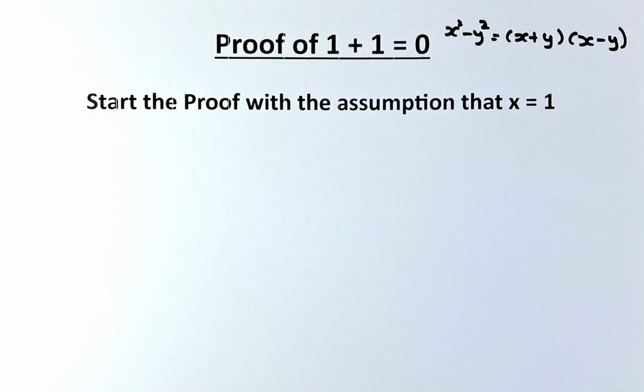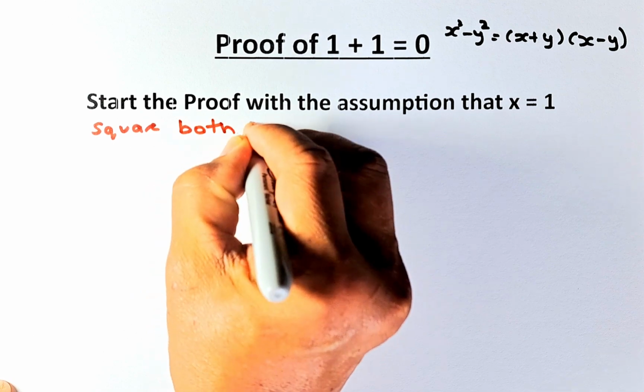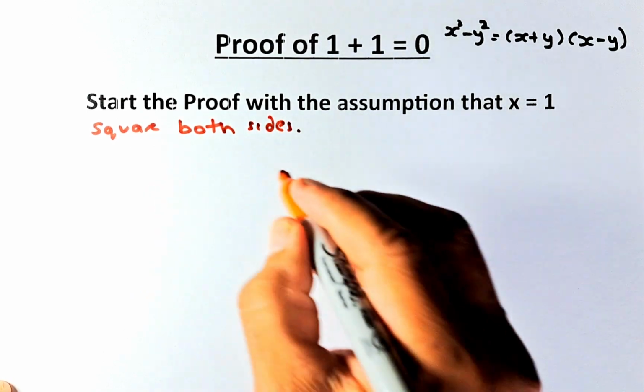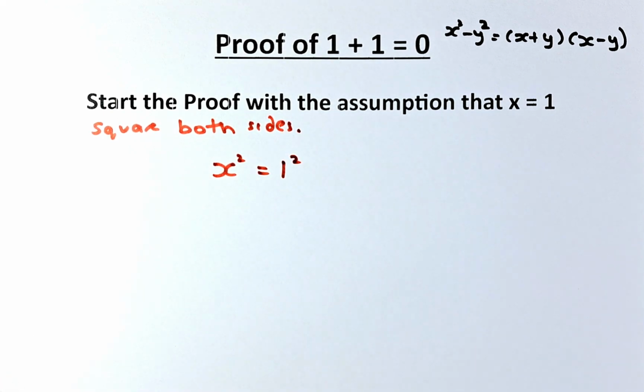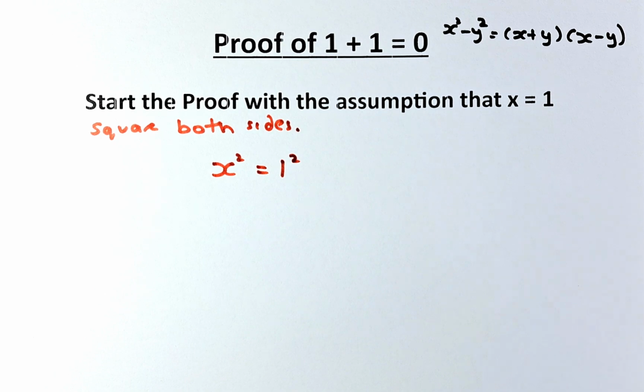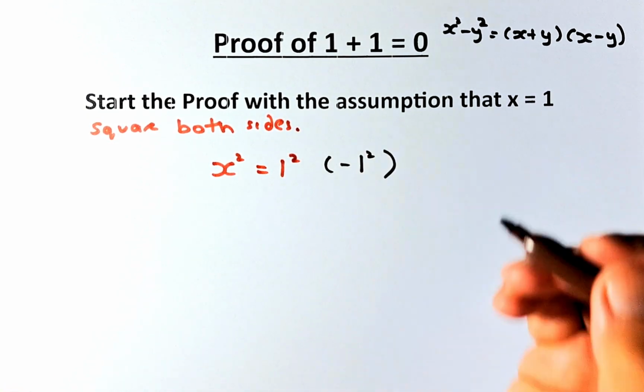So 1 plus 1 equals 0. We are going to make the assumption of the proof by saying that x equals 1. The first thing we're going to do is square both sides of the equation. By squaring, x becomes x squared and 1 becomes 1 squared. That is perfectly fine. Now, the next step is that we are going to minus 1 squared on both sides of the equation.